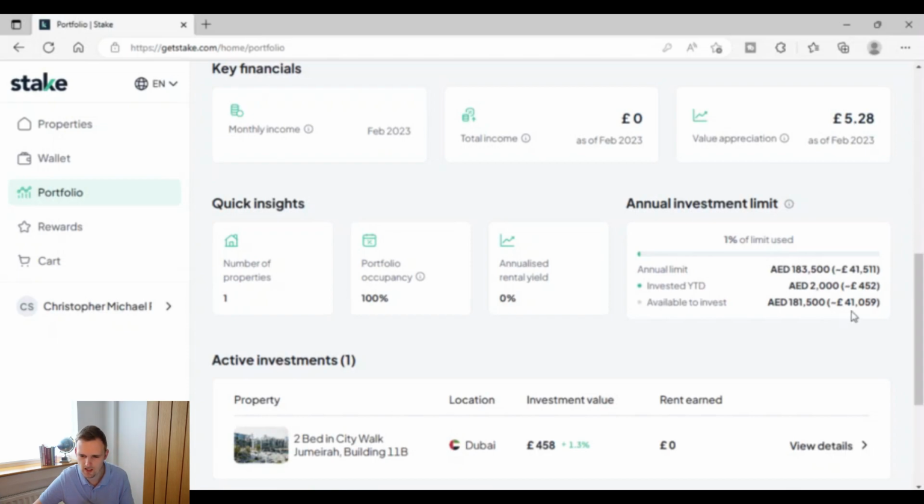And then here you can see there is a limit on what you can invest. £41,500 per year is the limit. And because I invested £452 there, now I have 41,000 left. You can actually do some further quizzes, and they allow you to then invest more. But I think for most people, £41,500 is going to be more than enough, really.